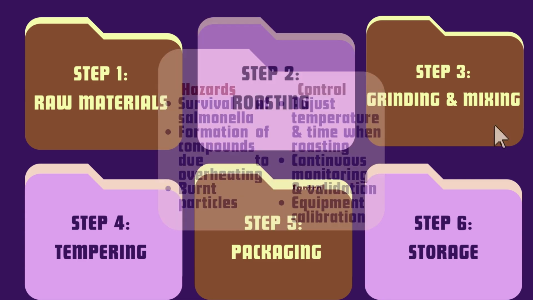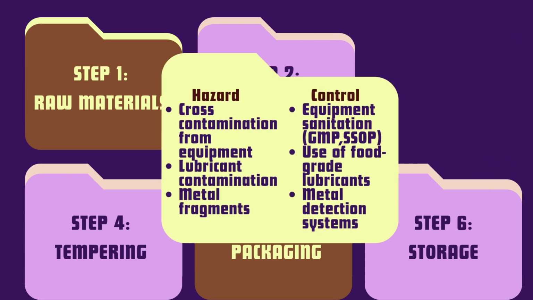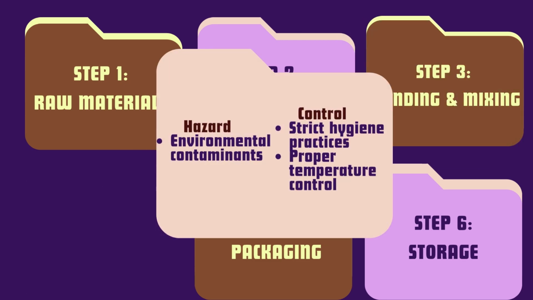During grinding and mixing, contamination, lubricant contamination, and metal fragments may occur. These are managed through equipment sanitation, use of food-grade lubricants, and metal detection systems. In tempering, environmental contaminants are the main concern, controlled by strict hygiene practices and proper temperature control.